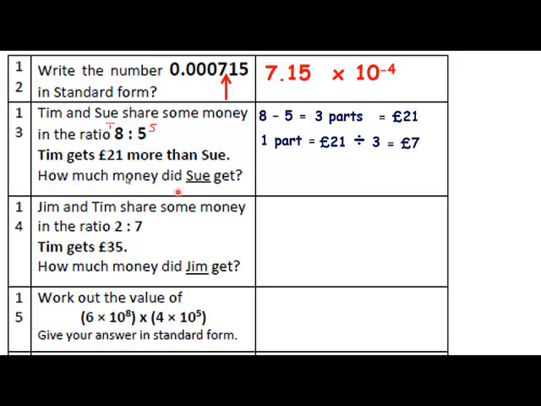How much money does Sue get? Well, Sue gets 5 parts, so she gets 5 lots of 7. 5 lots of 7 is 35, and that's your result here. Okay, going on to question 14.